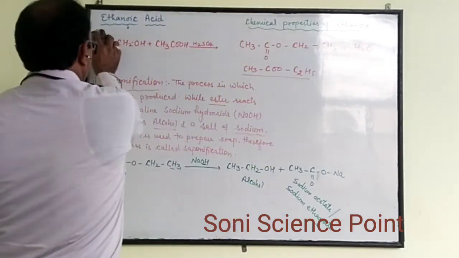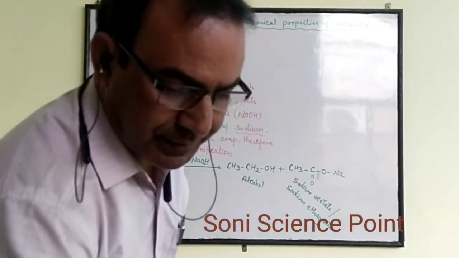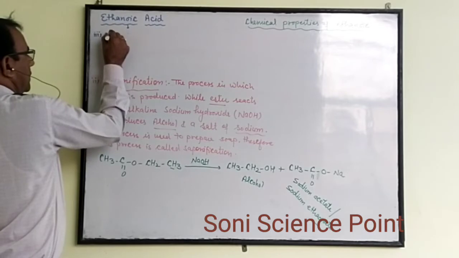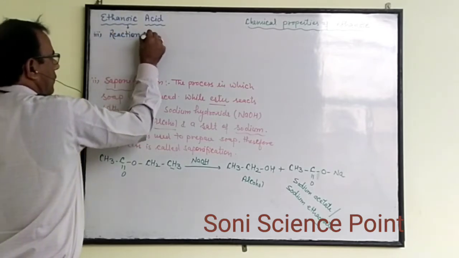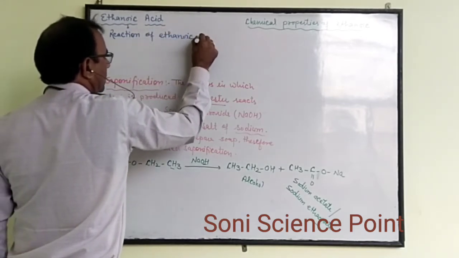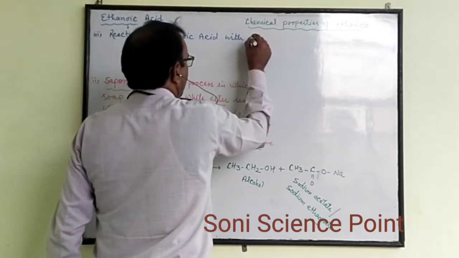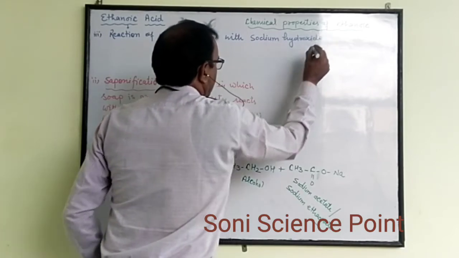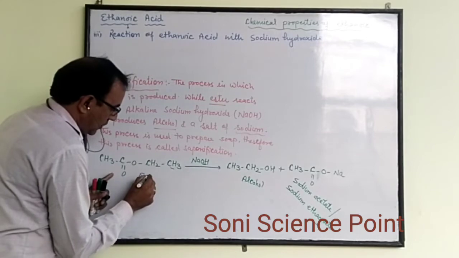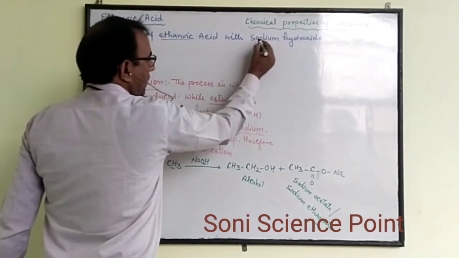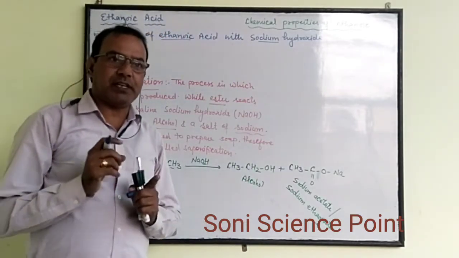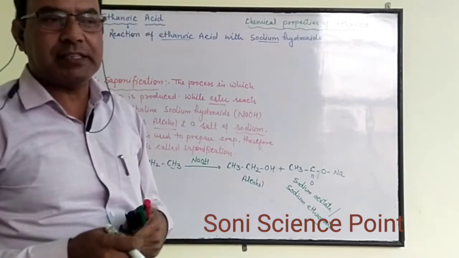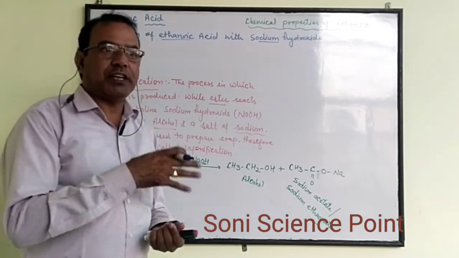The next chemical property of ethanoic acid: what would happen when ethanoic acid reacts with alkaline sodium hydroxide? The third property, reaction of ethanoic acid with sodium hydroxide. In the previous reaction sodium hydroxide reacted with ester, not ethanoic acid. In this, ethanoic acid reacts with sodium hydroxide. As we have discussed in chapter 2, acid and base, ethanoic acid is acidic in nature, sodium hydroxide is a base. Then what would happen when an acid reacts with base? Salt and water are produced and the solution becomes neutral. So that is called a neutralization reaction.